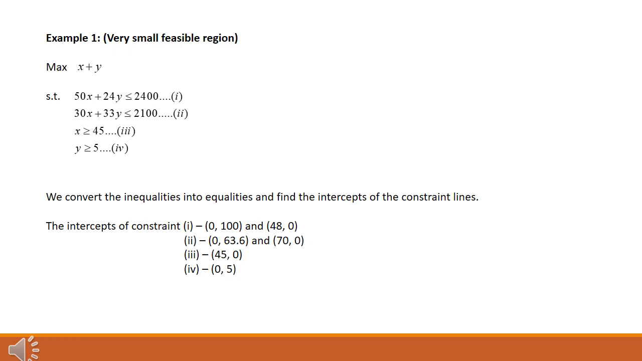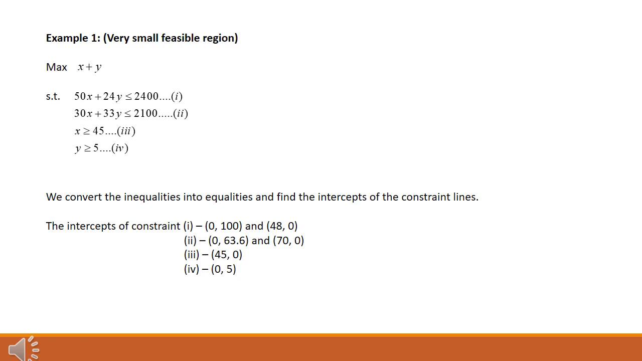Always remember that the most important step is to find the feasible region, which means it is important to find the valid side of the constraint correctly. Let us look at the first example. Well, it says maximize x plus y subject to 4 inequality constraints.